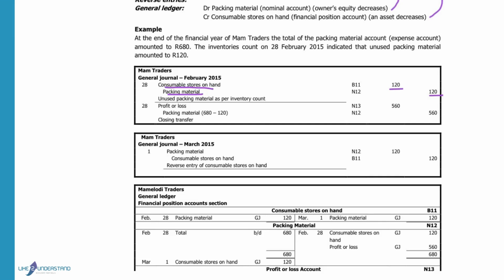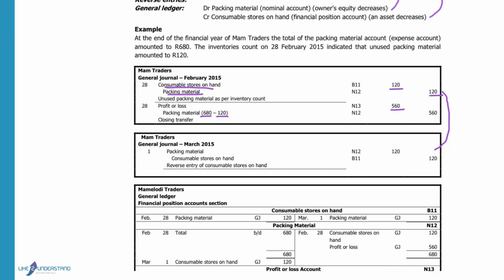You will transfer to your profit and loss account the actual amount that was used. We bought 680. We've taken out the 120 that was not used in the current year. Therefore, the amount that will go to profit and loss will be 560. On the first day of the next financial year, we will reverse this entry. So we credited packing material at the end of the year to decrease the expense. Now we will debit packing material to show that there's already expense paid for the following year.